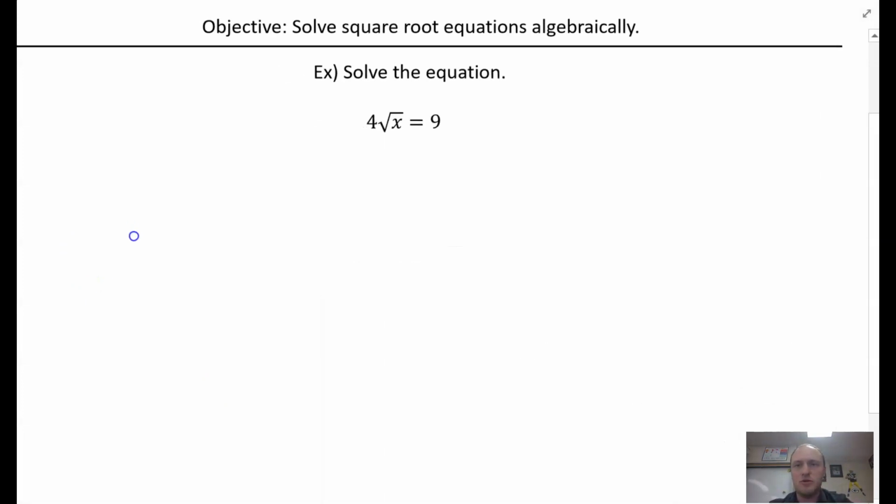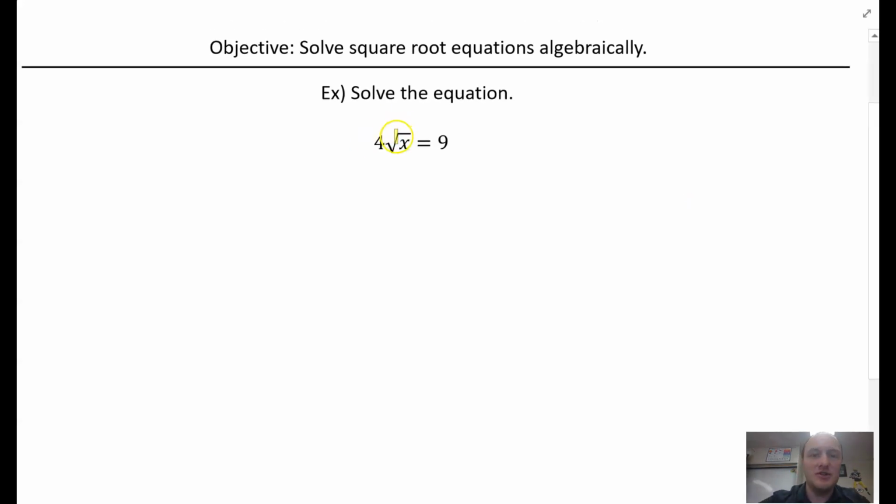If you remember back from the first video, what we had to do is go ahead and isolate your radical expression. I just want the square root all by itself.